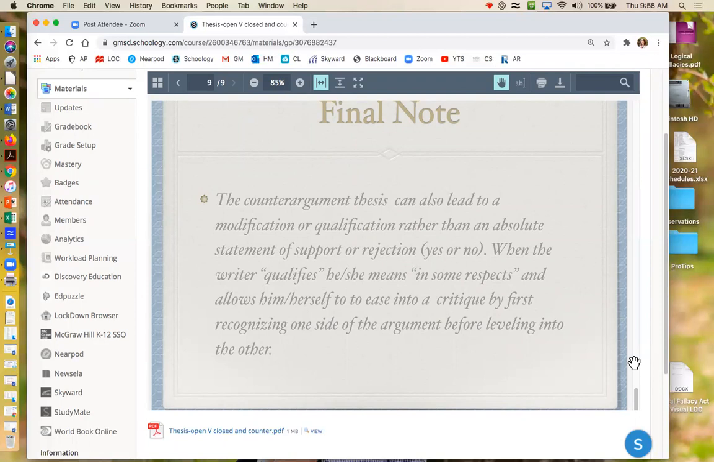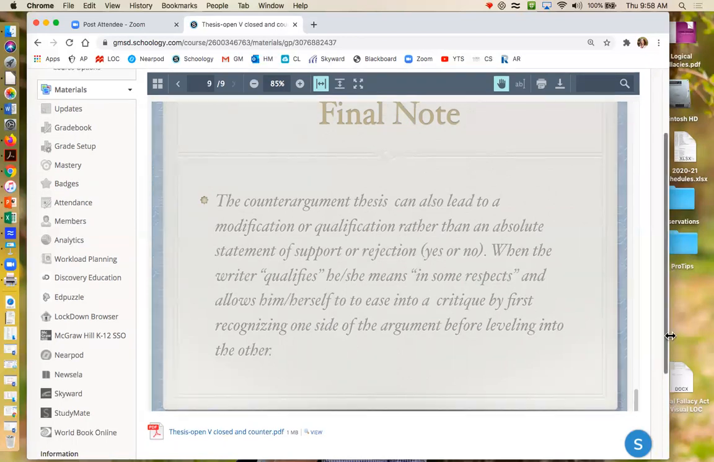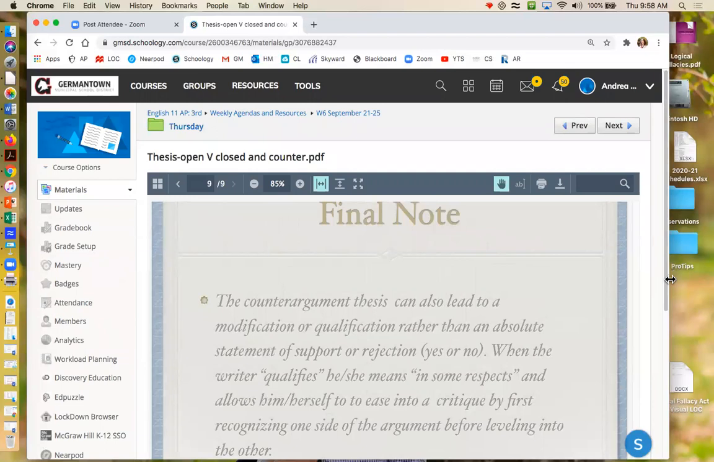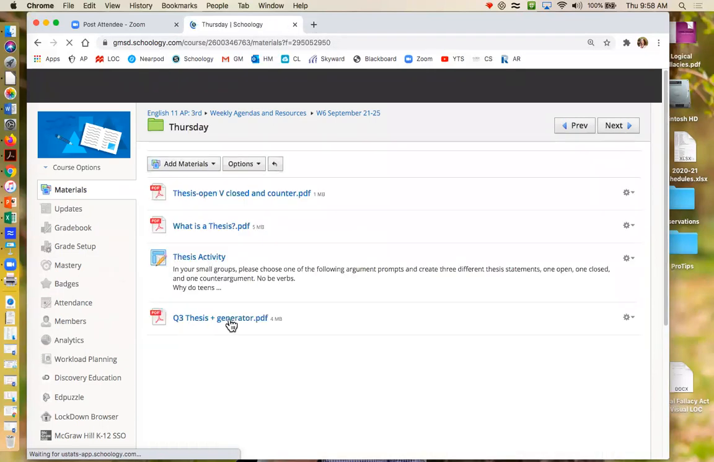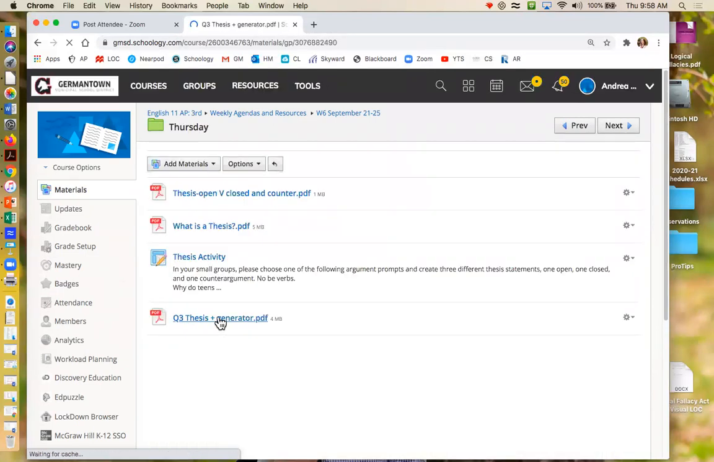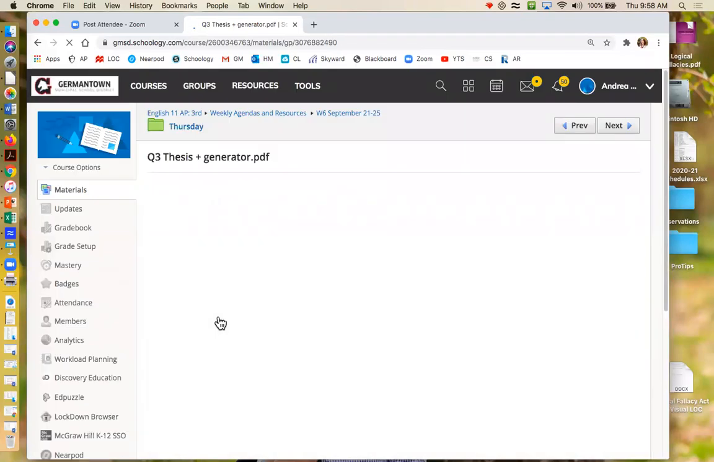When someone qualifies, it means that they recognize in some respects that there are other opinions that could be correct. It's not a black and white answer. So that's very important that you recognize, and that's why we almost always qualify a question 3 essay. All right, now I'm going to take you to notes on the question 3 essay and a generator.